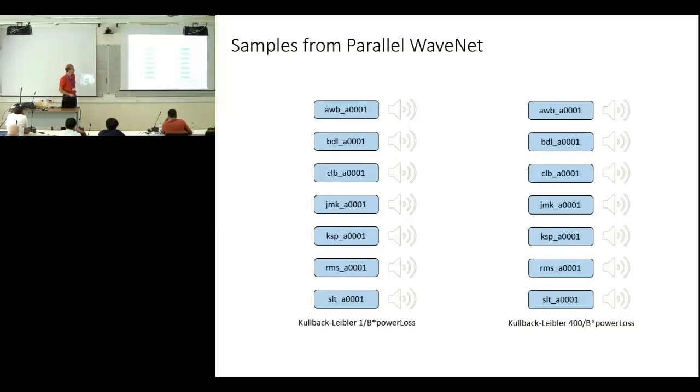The problem here is the following. If from the beginning you use a big power loss, then the loss function landscape is very complicated and you may get stuck in very poor local minima. So the training was really tricky in parallel WaveNet.